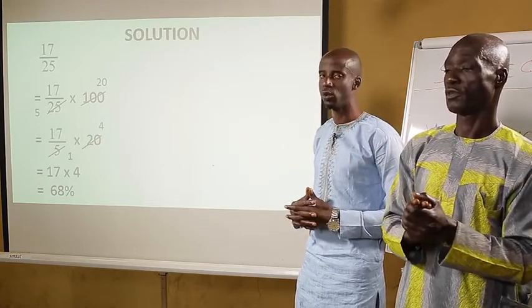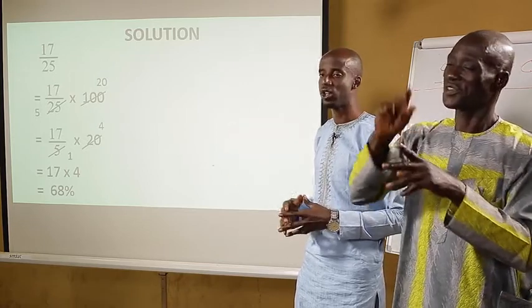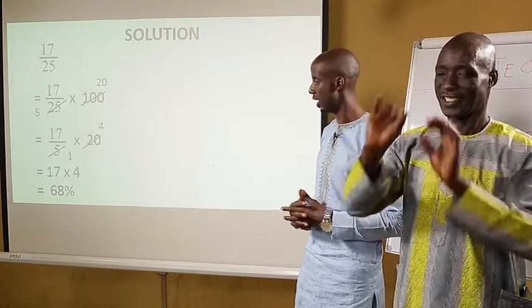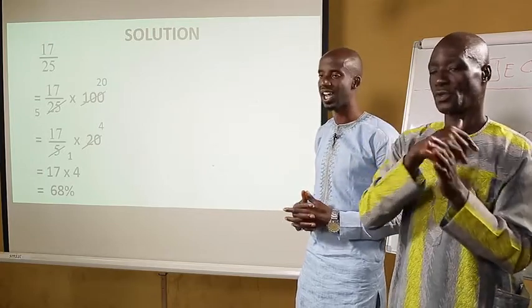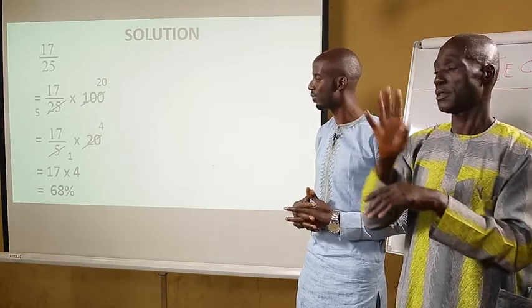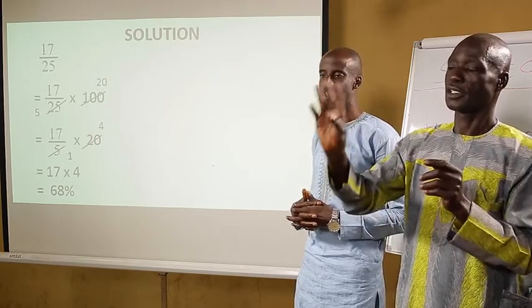Why am I not writing the 1? We are not writing the 1 because any number divided by 1 is still the same number. So we have 17 times 4. So when you multiply 17 times 4, the answer will be 68.